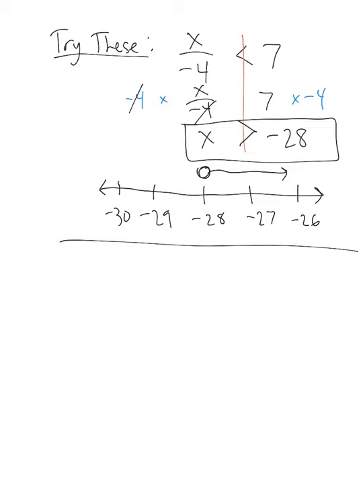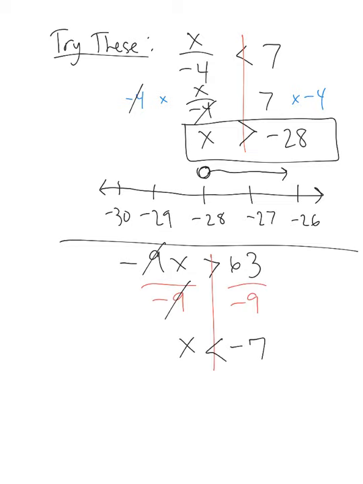Go ahead and try one last problem here. We're going to try -9x is greater than 63. So that's a second try these for you. Go ahead and enter your answer when you're ready. All right, so again, looking at this one, I'm going to undo multiply by -9 by dividing by -9, which will give me x on the left. 63 divided by -9 is -7 on the right.